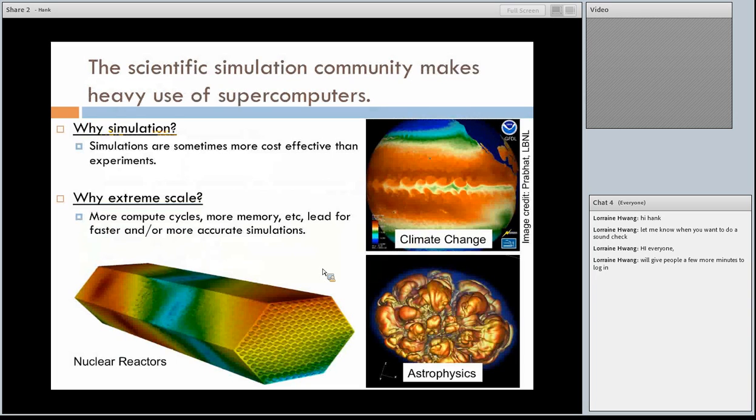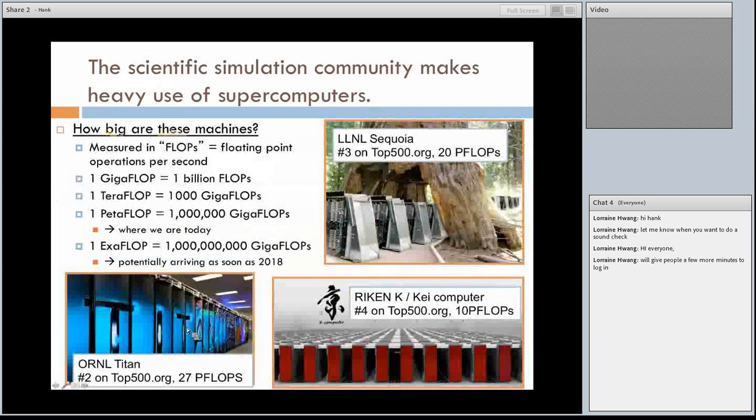There's really not a lot of alternative to simulation. The experiments you can run, well, maybe you can't run them at all. And so you need simulation to be able to ask the questions that you want to ask. And so, of course, by having more compute cycles and more memory, you get faster turnaround time and you get more accurate simulations. And here are three other communities that have similar stories in terms of why, even in the context of machines that cost hundreds of millions of dollars, it's still cost effective.